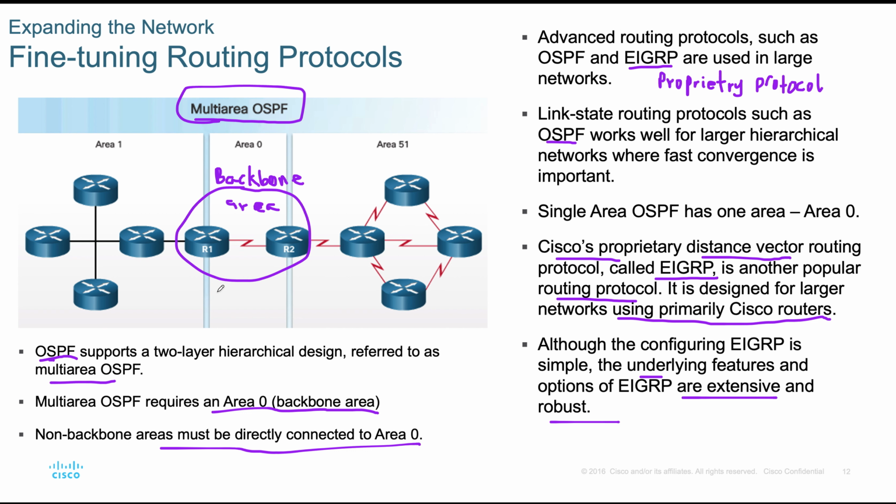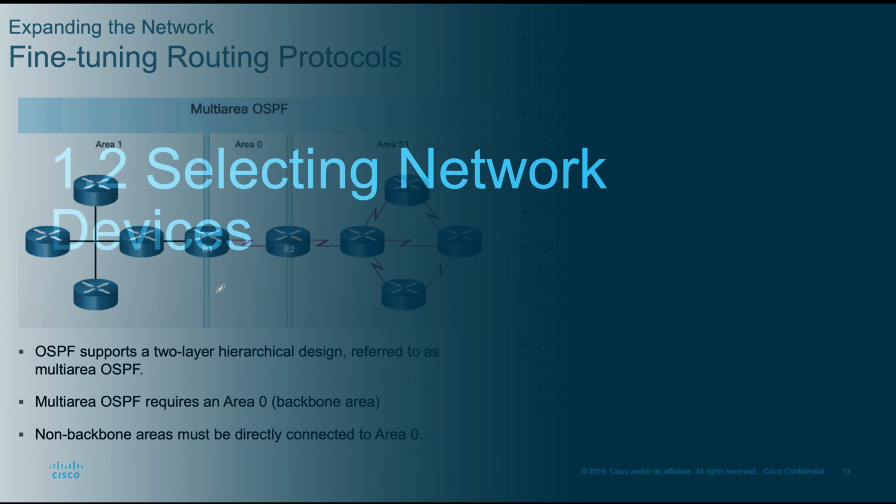Okay, so when you're using Cisco devices like Cisco switches and Cisco routers, it is very appropriate to use the Cisco routing protocol, which is called EIGRP. Is that okay? Although configuring EIGRP is very simple, configuring any Cisco protocol is very simple because they've put it in a very simple manner. Now the underlying features and options of EIGRP are extensive and very robust, and they support our network.